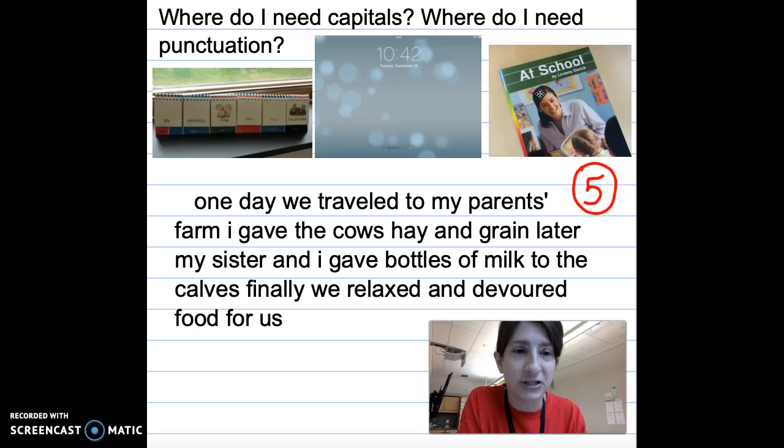Here's my last picture. This is a book. The book has a name or a title, and the title has capital letters for the first, last, and important words in the title. I also noticed the author's name, and again, names, both first and last names, begin with capital letters. Now, what about punctuation?